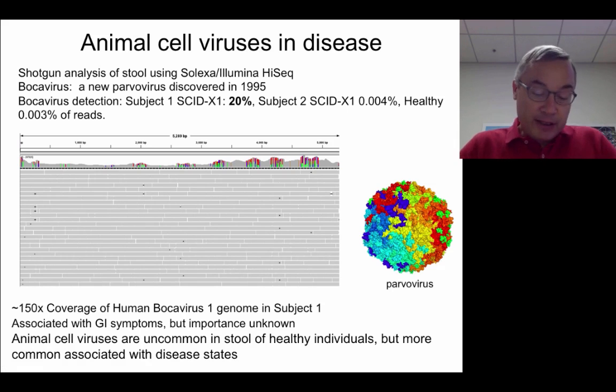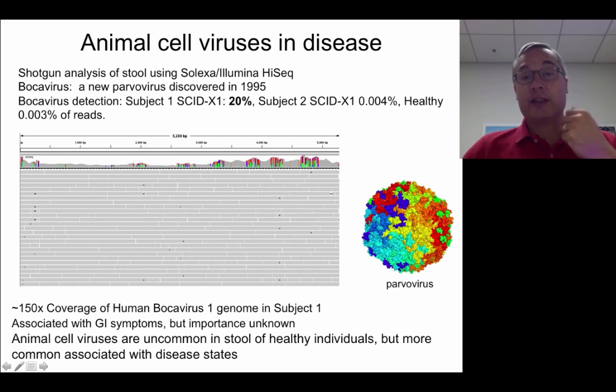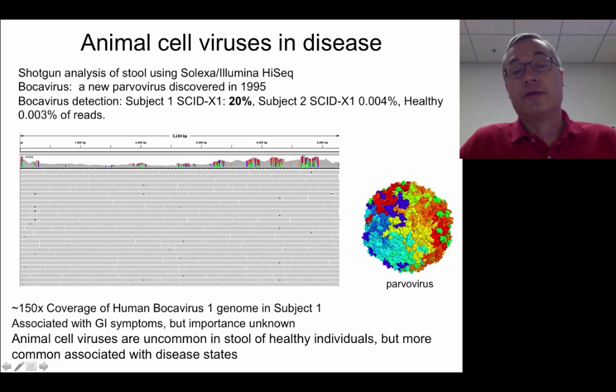So I've been emphasizing that in the gut, in healthy people, we overwhelmingly see bacteriophages. Now, that's not always the case in disease states. It's very well known, of course, that viral infections cause many different diseases. So here's just an example of picking out a little-known virus in a disease state. So we studied 3 kids, stool samples. 2 of the children suffered from severe combined immune deficiency, a very severe immune defect.